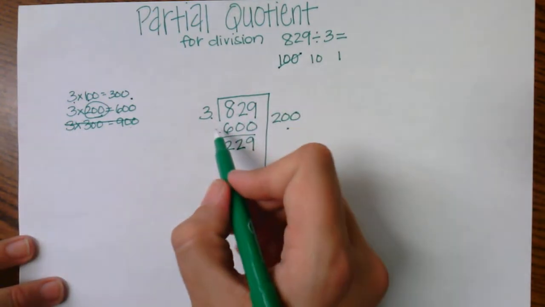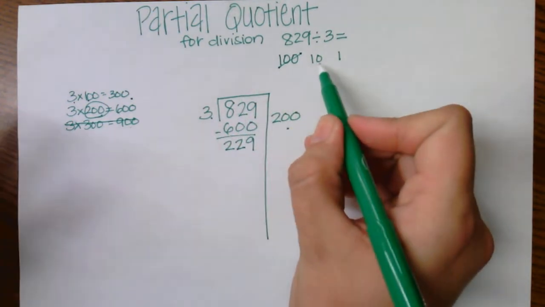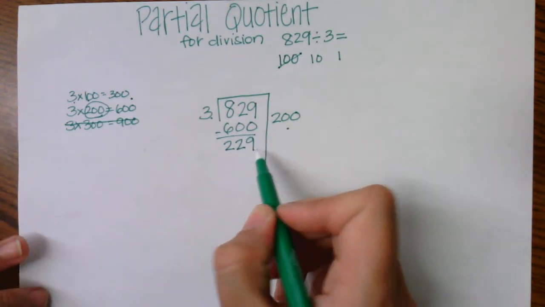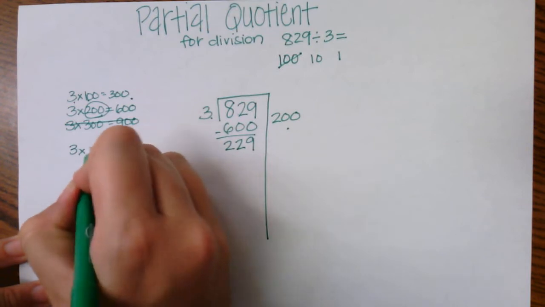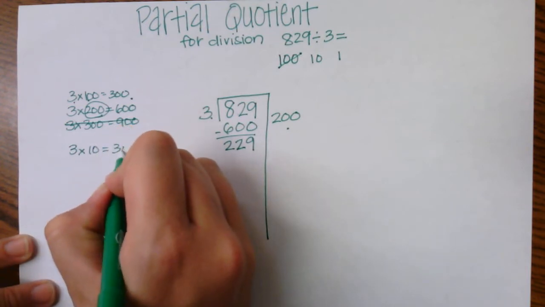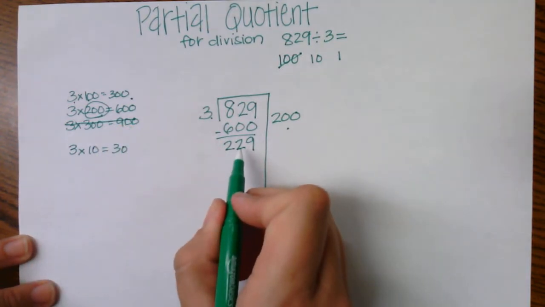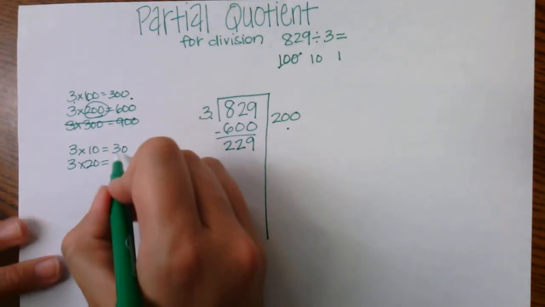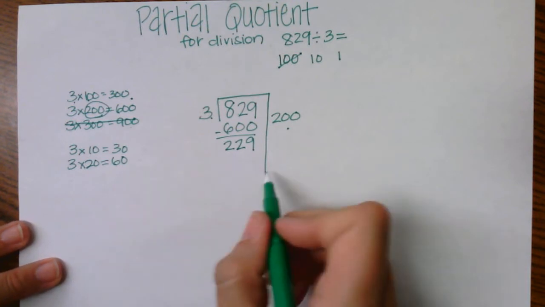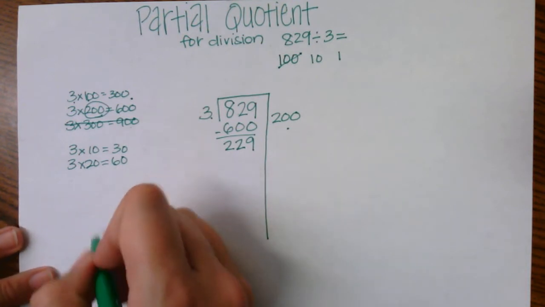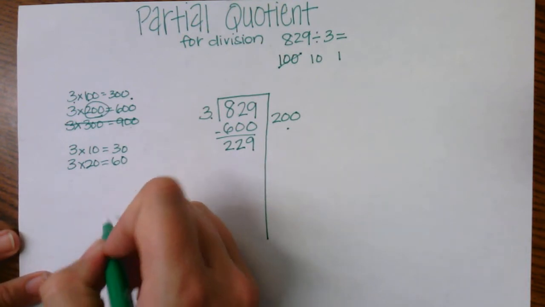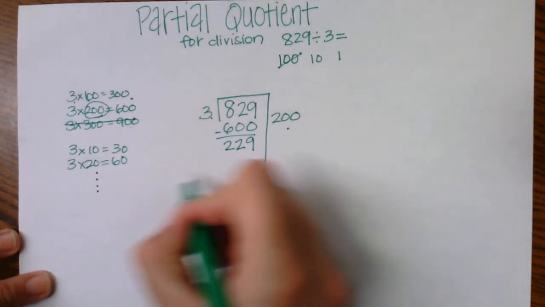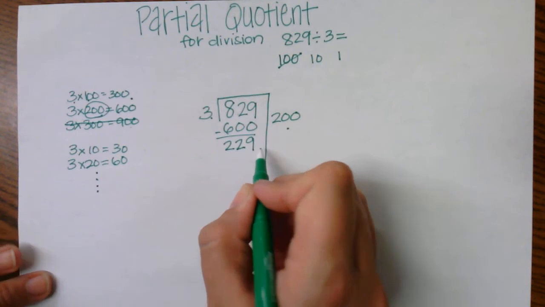Okay, so I'm trying to multiply 3 times a value of 10, 20, 30, 40 to get as close to 229 as I can. So if I start over here with 3 times 10 equals 30, obviously I can get a whole lot closer than that. 3 times 20 is 60. So I'm not going to waste my time listing all of them. You certainly can, if you don't know them, but I'm going to skip a few because I've got to get up to close to 229.